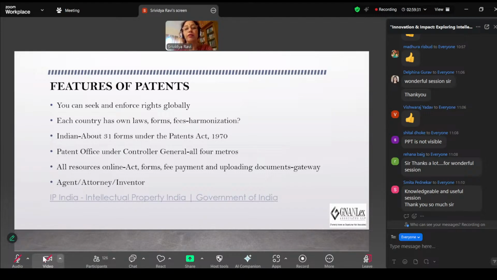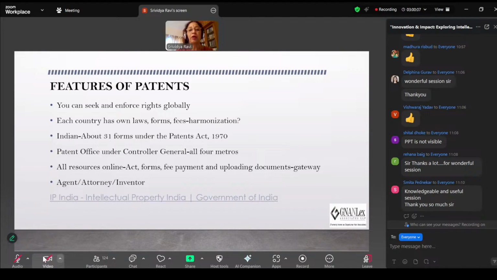And if you're looking at the Patent Office itself, which enacts these laws and forms and fees and everything, they work under the Controller General of Patents, Designs and Trademarks. And they have offices in all four metro cities, that is Mumbai, Delhi, Calcutta, and Chennai. The patent office in India is, I would say, a highly modern patent office with its website being very interactive and very active. All resources are available online.